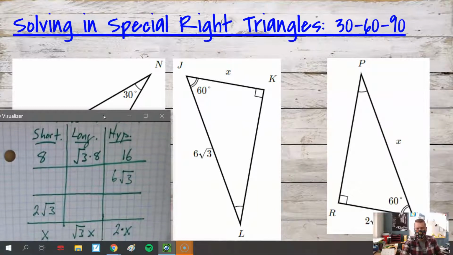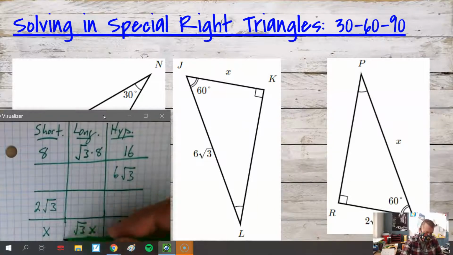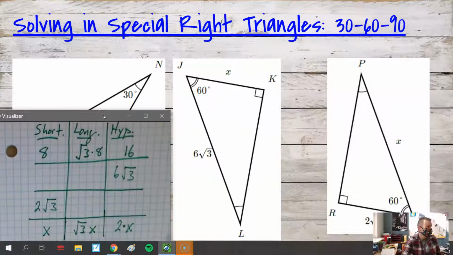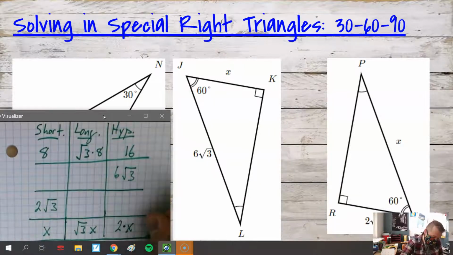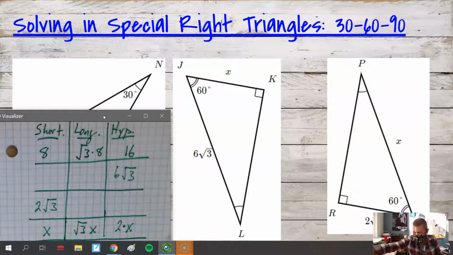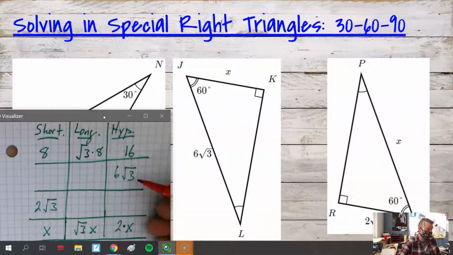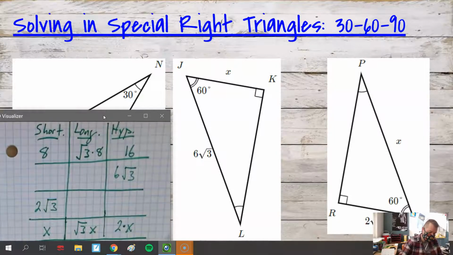If you want to make a reference in your table, short leg would be x if long leg is radical 3x and if hypotenuse is 2x. Or if we want to reference our hypotenuse, which is like what we're doing in the second triangle, how do we find our short leg?